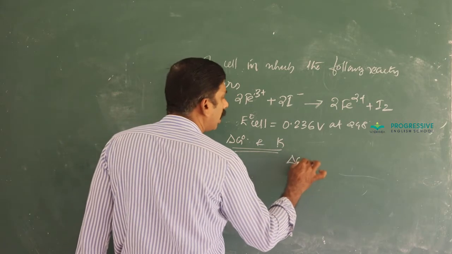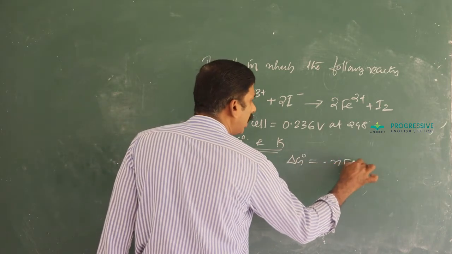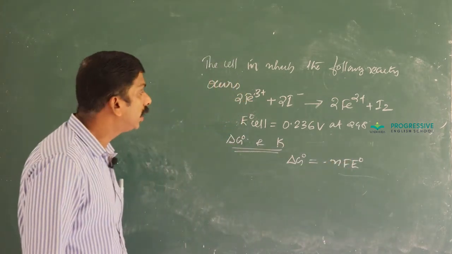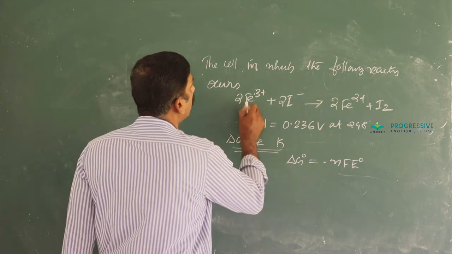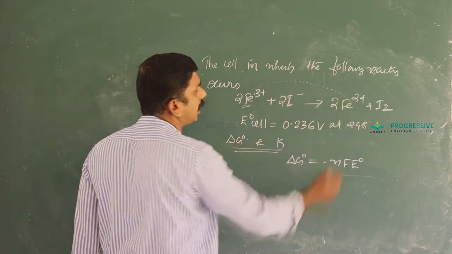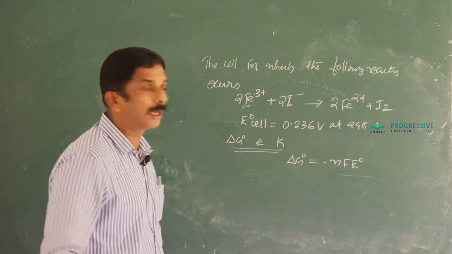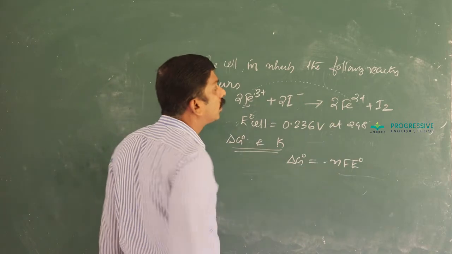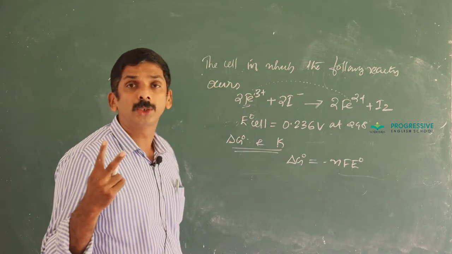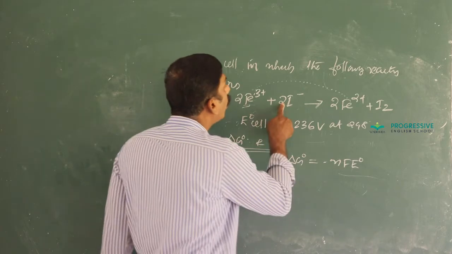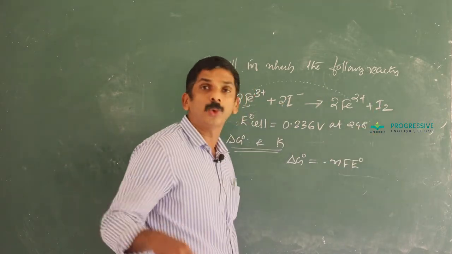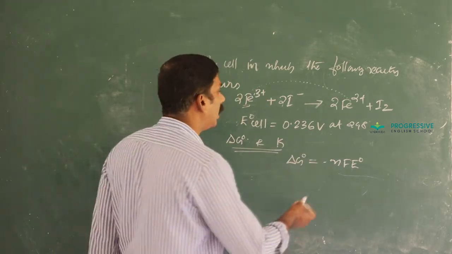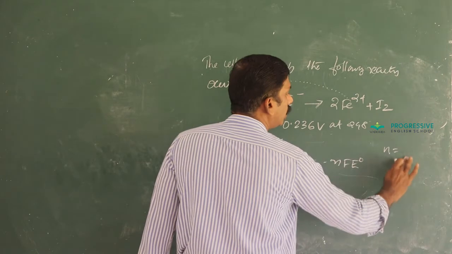Delta G0 equal to minus nFE0, where n is the number of electrons involved. 1 Fe3+ becomes Fe2+ by gaining 1 electron. Here 2Fe3+ becomes 2Fe2+ by gaining 2 electrons. Similarly, 2I- becomes I2: 2I- gives I2 plus 2 electrons. Therefore, no doubt the value of n equals 2.